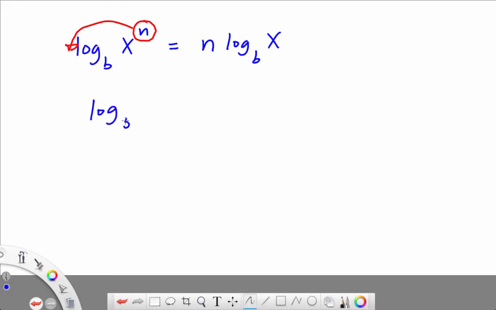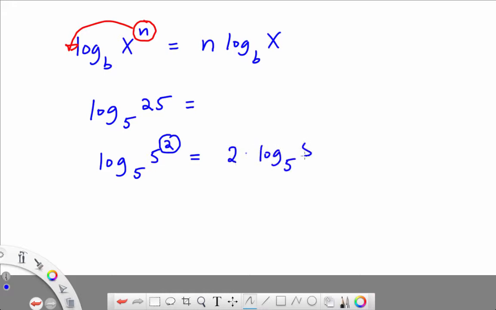Log base 5 of 25. What does this equal? Well, you probably can figure out quickly that the answer is 2. But let's write it a different way. Log base 5 of 5 squared, because 25 is 5 squared. Now, using the property above, I can move this 2 to the front. 2 times log base 5 of 5.